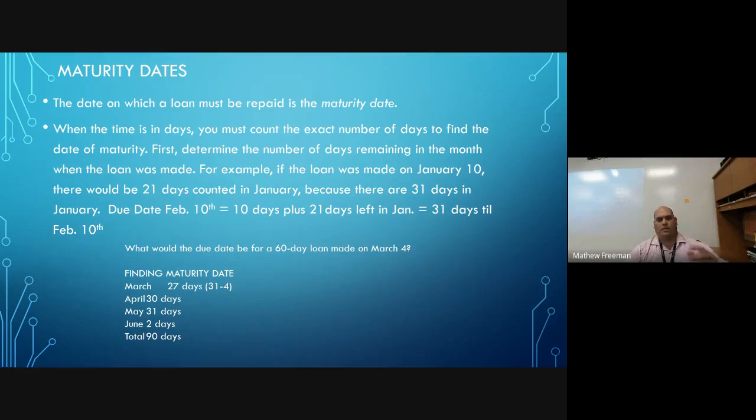Next thing we need to be concerned about is figuring out the maturity date. To figure out the maturity date, you need to figure out how many days are in that month, whether 30 or 31, and then determine when that next date will be.